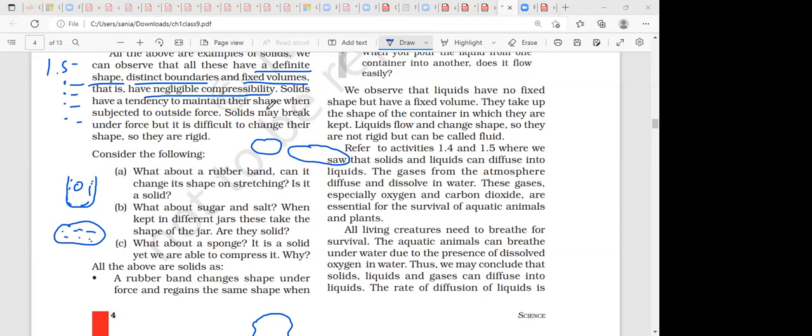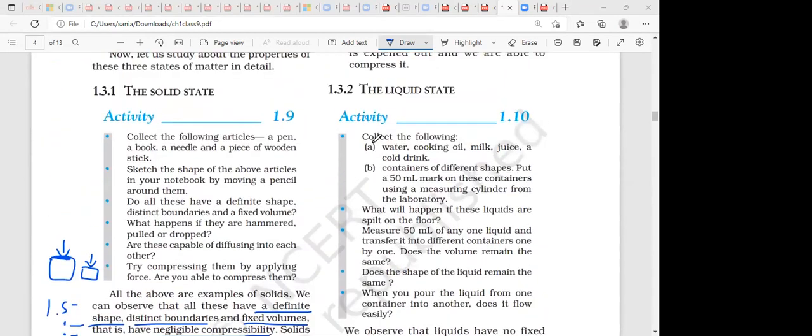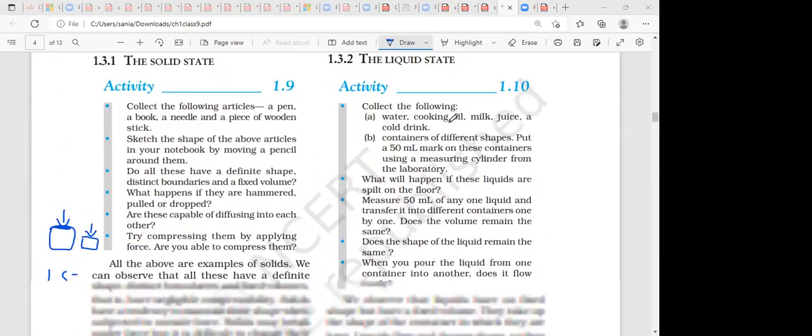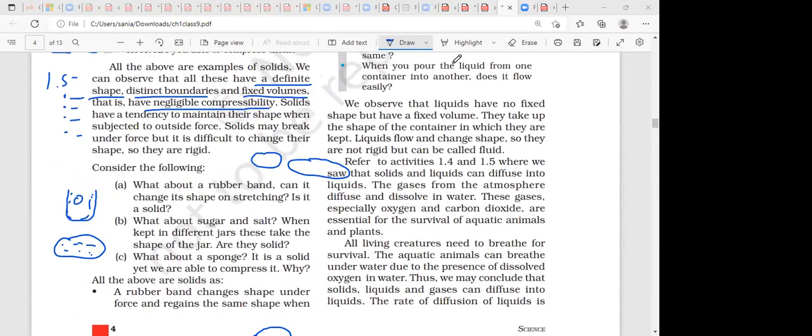Done, students. Yes. So let's go to the second one, the liquid state. Okay, so liquid state we observe. Okay, I'll say this.